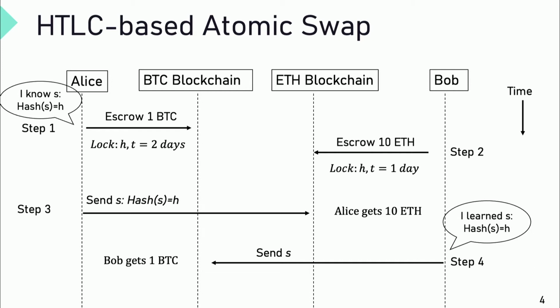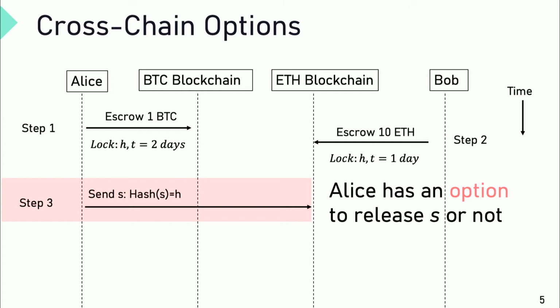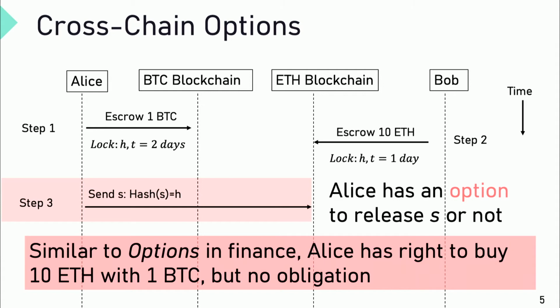We can see that in step three, Alice has an option. She can choose to release the secret S to buy Bob's 10 Ethers, or she can choose not to release the secret, and then the trade aborts. This is similar to options in finance, where Alice has a right to buy 10 Ethers from Bob with one Bitcoin, but no obligation. In this example, Alice is called an option holder, and Bob is called an option provider.